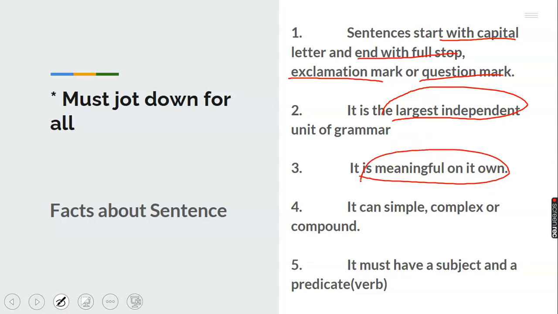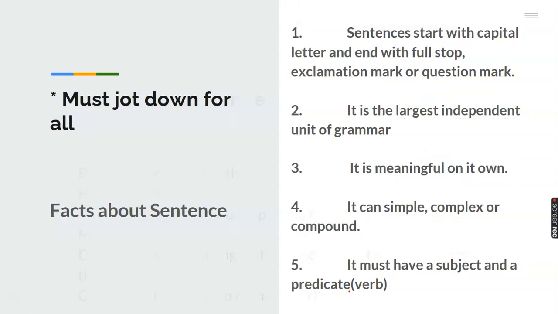And I said it can be simple, complex, compound, or even compound complex, which I know I included here. It can be compound complex. Then it is a must that a sentence must have a subject and a predicate. And your predicate is a verb and its complement and its accompaniment.